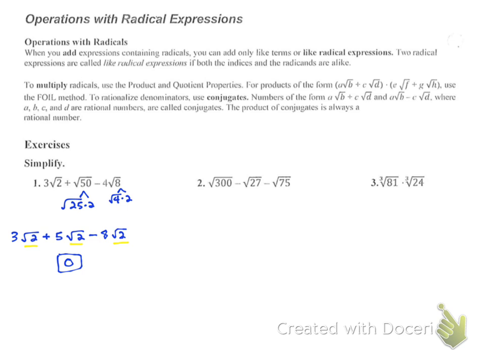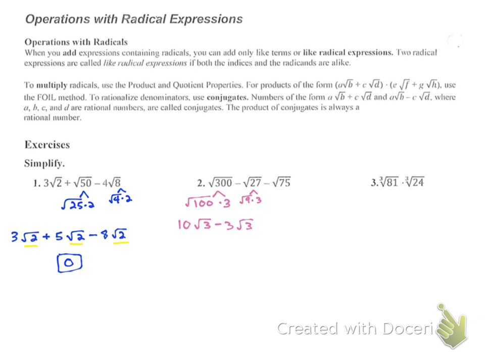Number 2. Simplify 300. I would do 100 times 3 because 100 is a perfect square. So I can take out a 10. Have that 3 left in the radical. Minus square root of 27. 9 and 3. Square root of 9 is 3. I can take out a 3. I got that 3 left inside the radical.